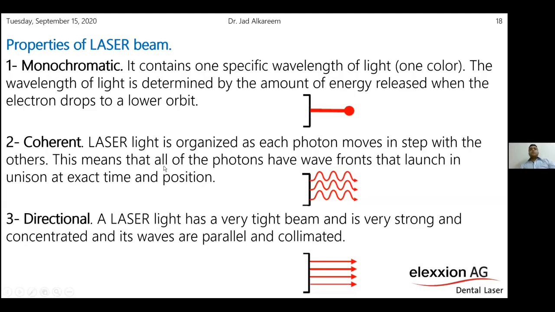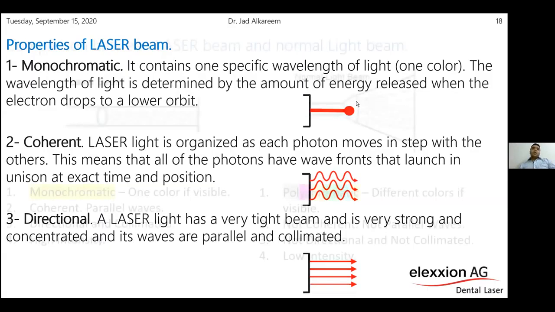It's coherent, which means the laser light is organized. All the photons are moving in the same direction and they are parallel to each other. Then it is directional, which means the laser has a very tight beam, which is very strong and concentrated, and all of the photons and all of the energy are parallel to each other.